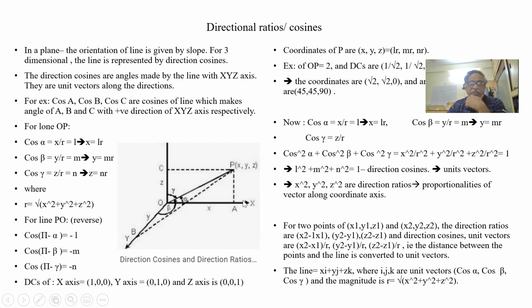X-axis, what is the DC? There is no component of y and z on the R. R only belongs to x. So x by x is 1. So 1, 0, 0. Similarly, y-axis is 0, 1, 0 and z-axis is 0, 0, 1. So if you say cos square alpha plus cos square beta plus cos square gamma is 1, here also it is 1, here also it is 1.